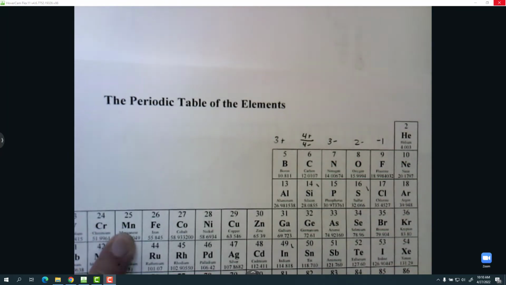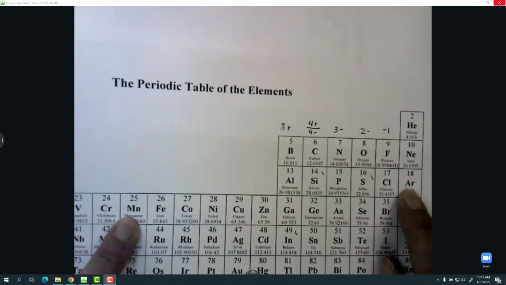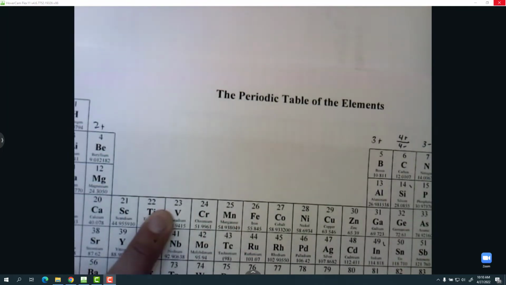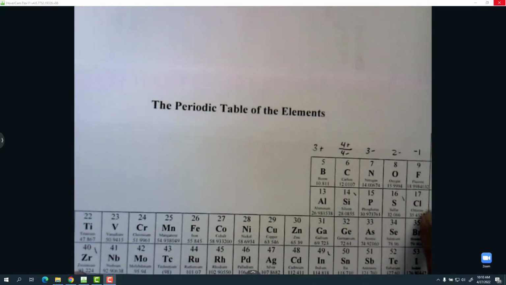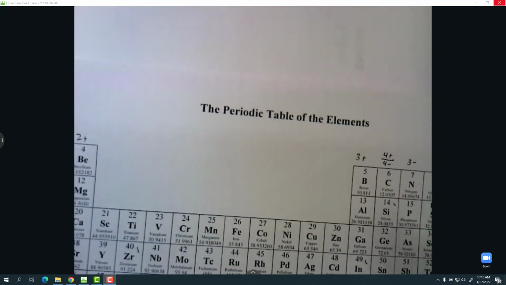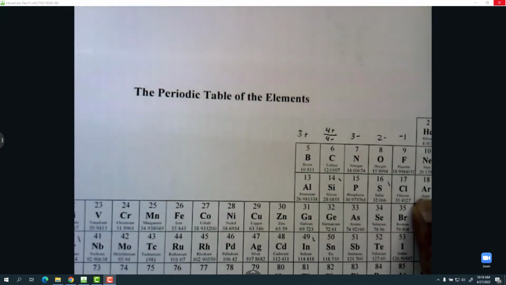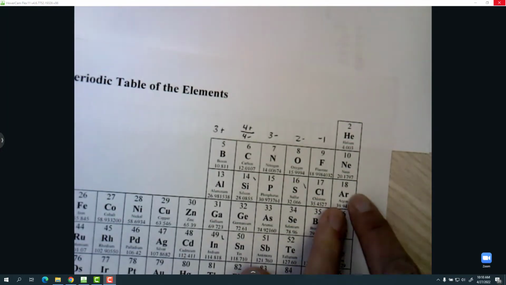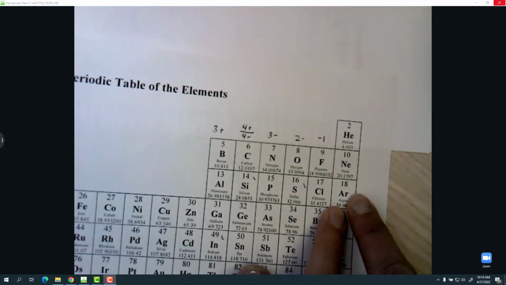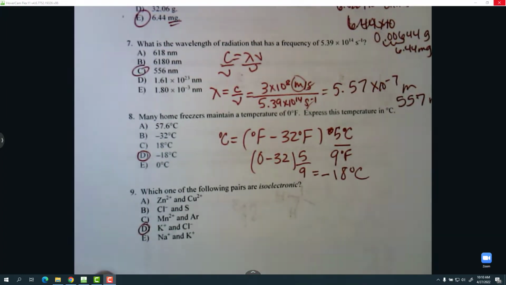Manganese 2+ and argon. Manganese losing 2 electrons would only take it back a little bit, so that's not it. Potassium plus, which would take it back to the previous noble gas, argon, and chlorine minus, which would take it up 1 to argon. So that looks the best so far. And circle that as my answer.